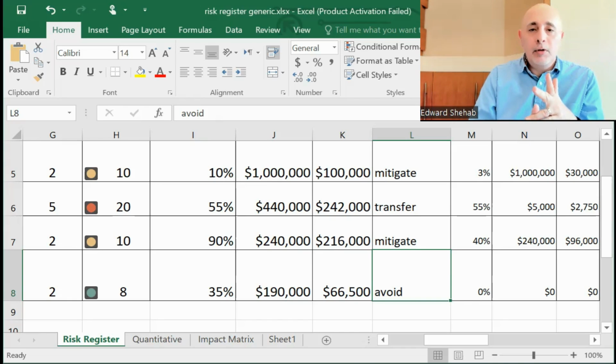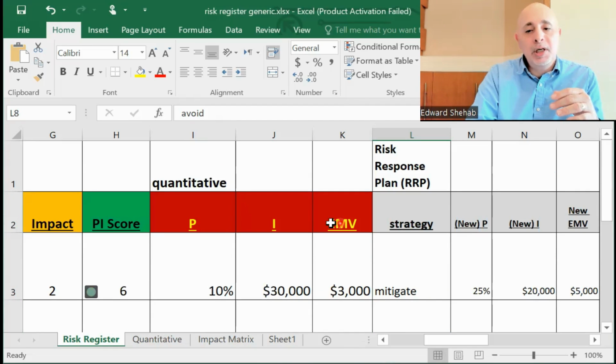You're not going to identify a lot of risk, which is fine. Use the same Excel sheet, document what you can, do the qualitative analysis. Don't bother with the quantitative for small projects, and then immediately go into this strategy portion.